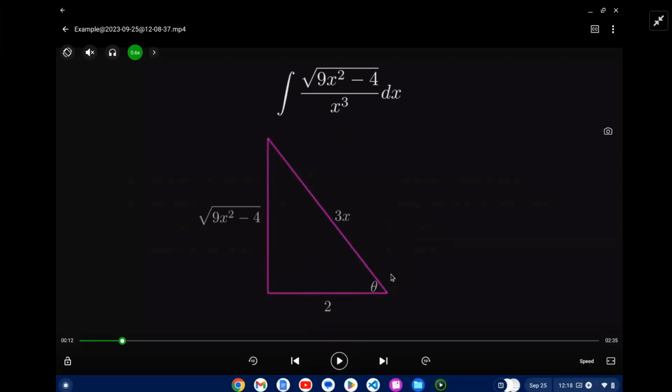By the way, there are different ways to set this up. If I put the square root on this side and the 2 over here, then we would be using cosine. There are different ways to set it up. They look different, but they're not really different. So this is one way.